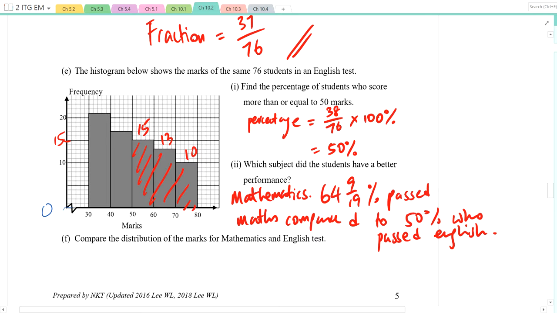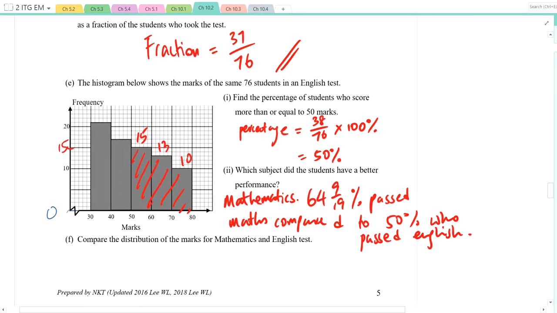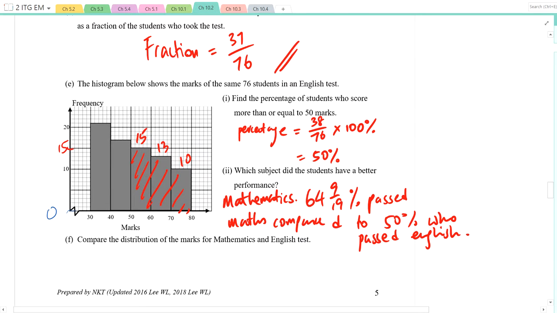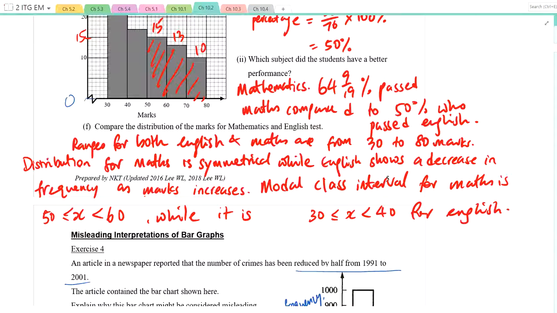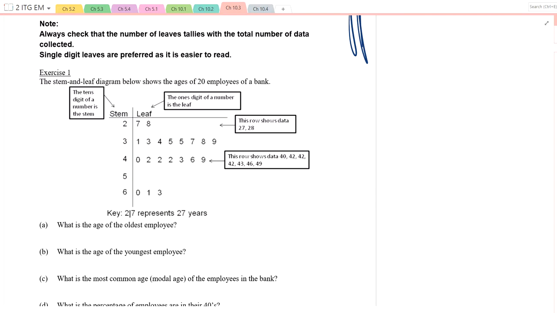So next, comparing the distribution. Okay, I give you some time first. So these are all the observations that we can have from here.